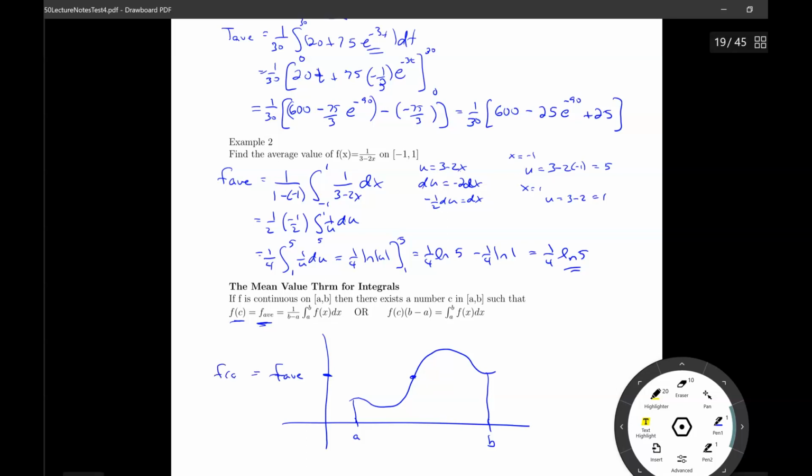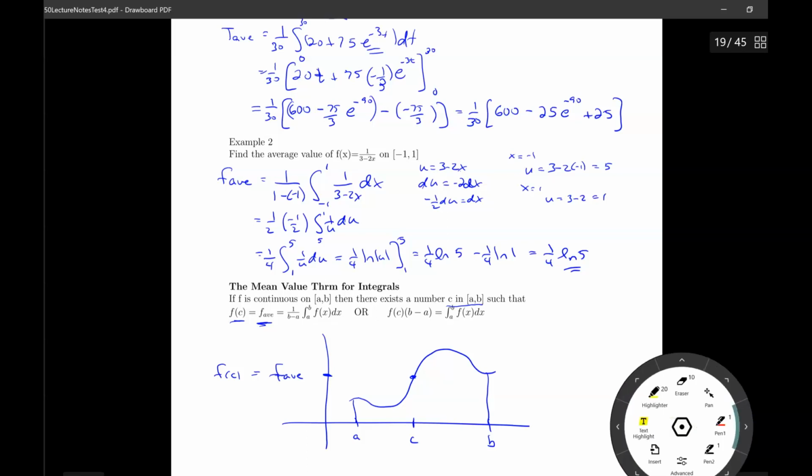So this is, we're going to call it f of c, and this c is an x value that's between a and b. It could be a or it could be b. So this is some c value that's between a and b. And let me give you an interesting application here.